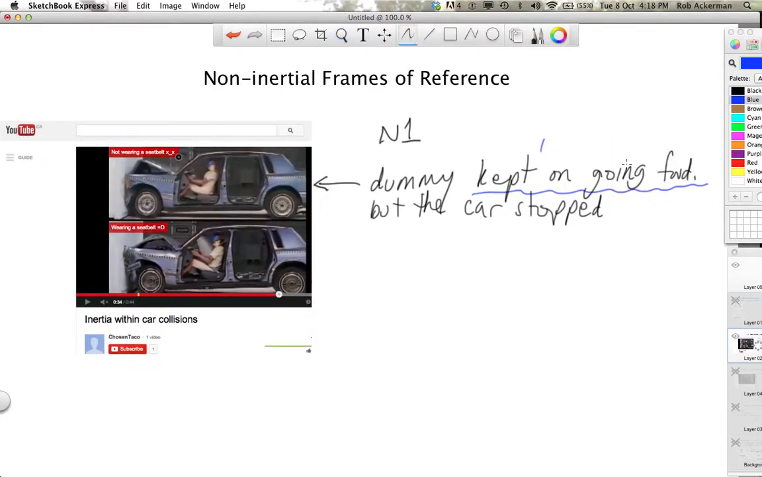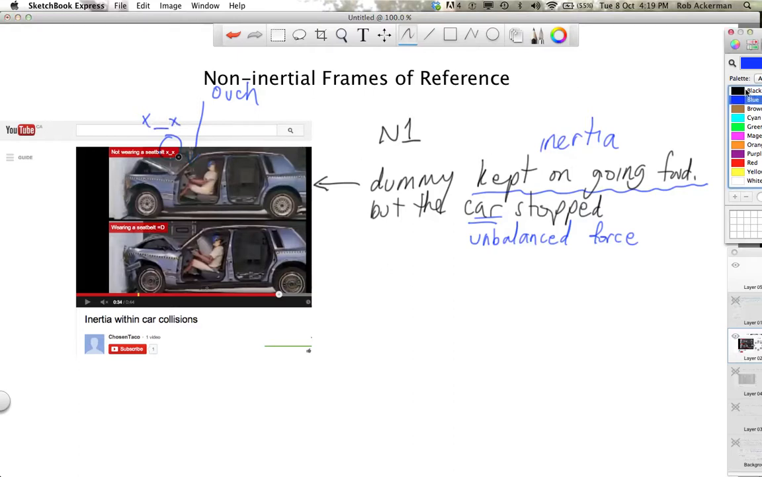Okay. Back to what we were saying. Why does the dummy keep on going forward here? You learned in grade 11, it's because of his inertia. Because of his inertia, he wants to keep on going. But the car stops. Why does the car stop? Because the car has an unbalanced force. So it stops. But the dummy keeps on going forward. And what happens when the car stops and the dummy keeps going forward? Bang, you hit the dashboard, and that is a big ouch, or X underscore X, right?